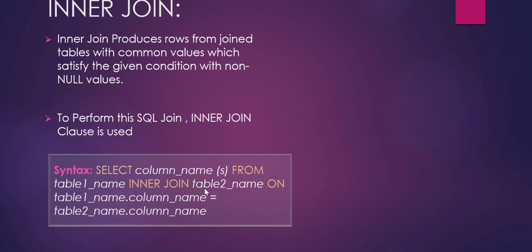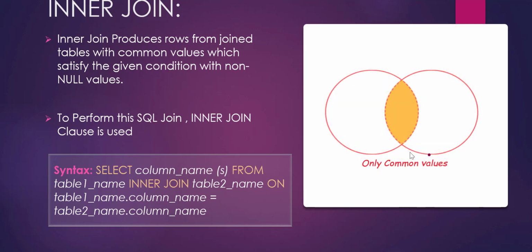Syntax. Syntax for applying joins on two tables: select statement, required columns from both the tables, from table 1, as we discussed, inner join clause and table 2, on common column that is from both the tables, to be placed on both sides of this equals to. And this is the Venn diagram. Venn diagram represents two tables. Left circle is table 1 and right circle is table 2. And this part represents common values in both of them, which retrieve the data of this inner join.